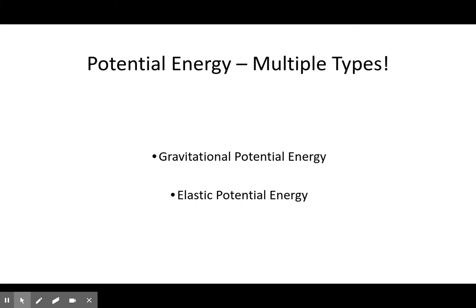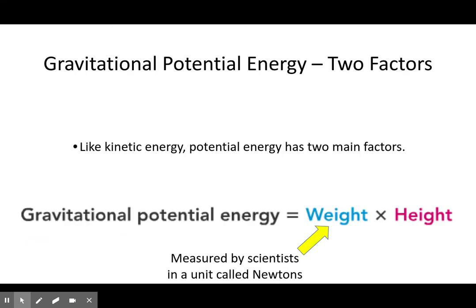The second energy we have to investigate is potential energy. In this lesson, there are two types of potential energy. There's gravitational potential energy, and then there's something called elastic potential energy. Let's take a look at gravitational potential energy.